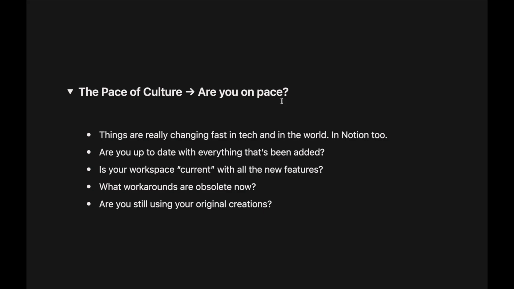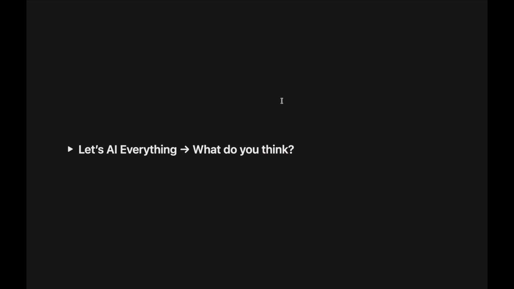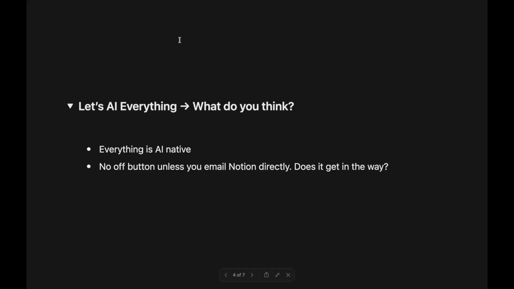At this point, you probably had to adapt them or iterate upon them because of all the stuff that's been added. And so, let's AI everything, right? I think that's the theme that we've experienced within the Notion ecosystem. I'm curious to know what you all think about that. I think everything is AI native. And I think the only way you can actually turn off AI in your workspace or for certain features is if you email Notion directly.